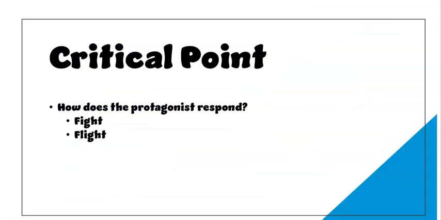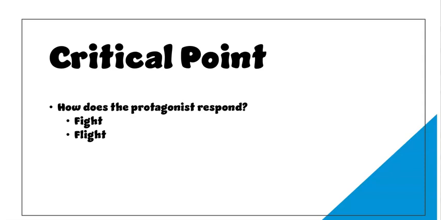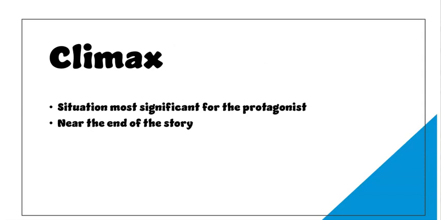We also have the critical point. Now, the critical point is how the protagonist responds to their surprise, right? So do they fight? Are they saying, yes, we will go and I will not stop? Or do I run? Do I go the opposite direction and avoid this altogether? This is really an important point of the story because it's really where the protagonist, that main character, determines what is going to happen.